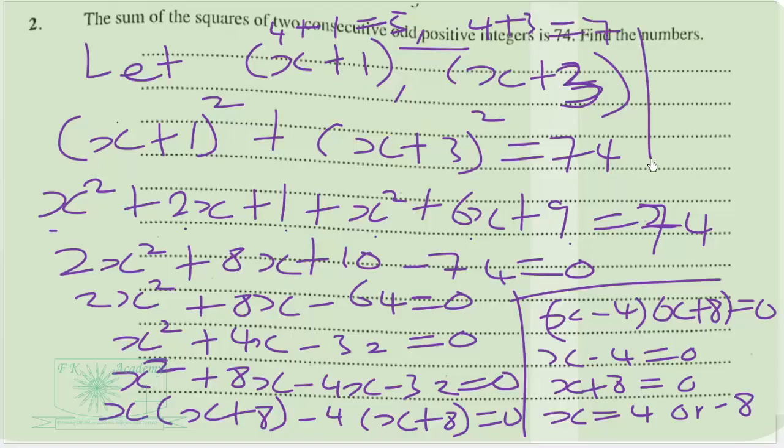Therefore, the numbers are 5 and 7. When you square 5, you get 25. When you square 7, you get 49. When you add them, you get 74.